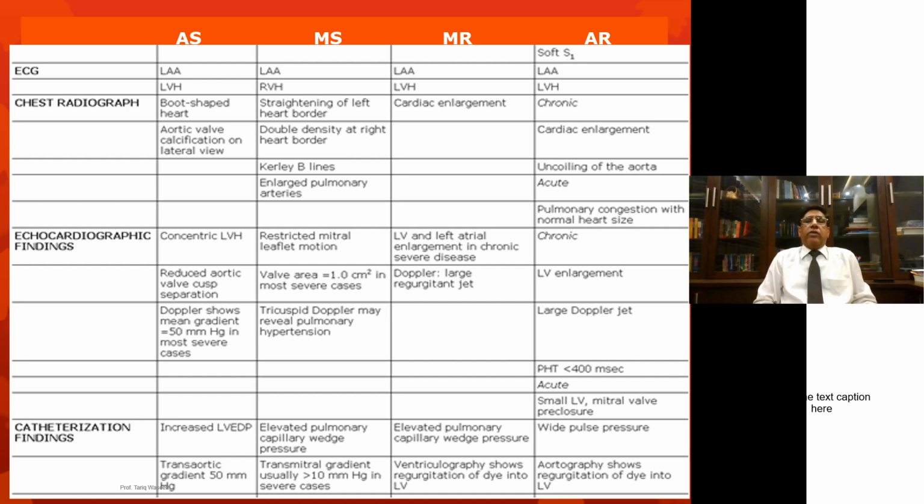In chest radiograph, in aortic stenosis, because of left ventricular hypertrophy and rounded shape, a classical boot-shaped heart would be seen. You may also observe aortic valve calcification in a lateral view in a long-standing degenerative aortic valve which is stenosed. Then in mitral stenosis, you may have double density at the right heart border because of the left atrial enlargement, which produces a double atrial shadow.